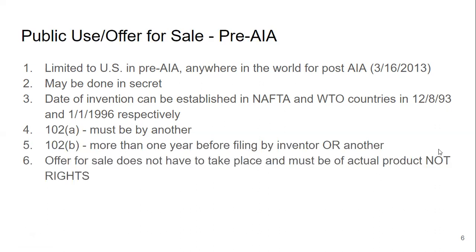But again, that affidavit, the 1.131, can be used to remove a lot of those prior art exceptions. The offer for sale does not have to take place, so there could just be a bill of offer for sale. There doesn't have to be an exchange of product, but it has to be of the actual product and not the rights. So if someone is selling an assignment of an invention, that doesn't count as a public use or offer for sale. But if they have a contract for 50,000 widgets, that would count as an offer for sale, whether or not that ever actually took place.